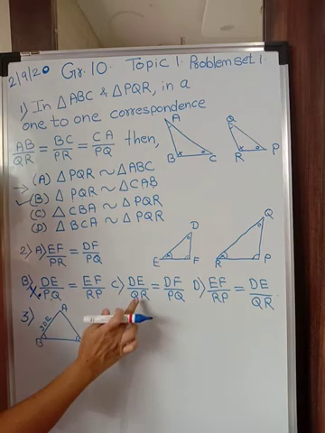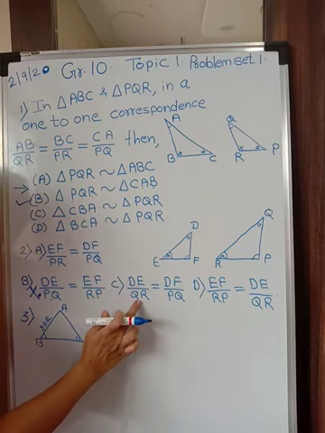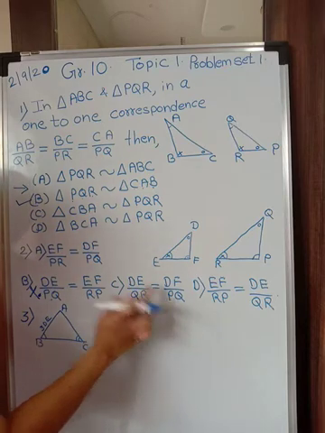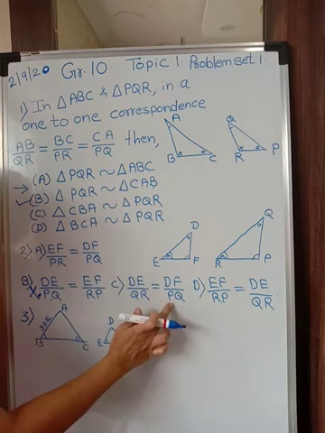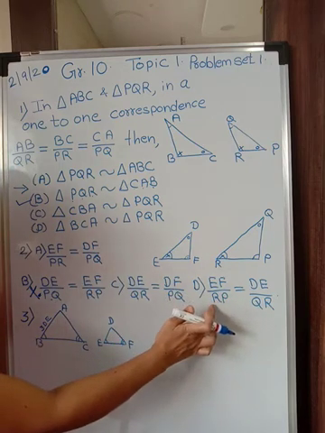Now you can check DE upon QR. See, here they have written correctly. DE upon QR is equal to DF upon PQ. DF upon PQ is the correct ratio. Alright. And here EF upon RP is equal to D.